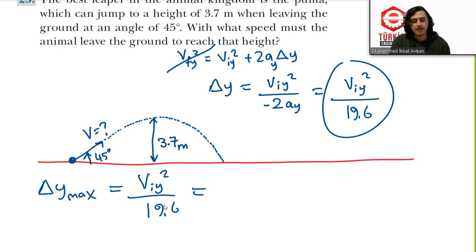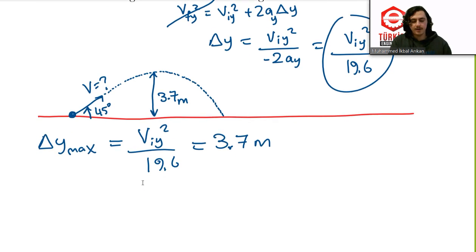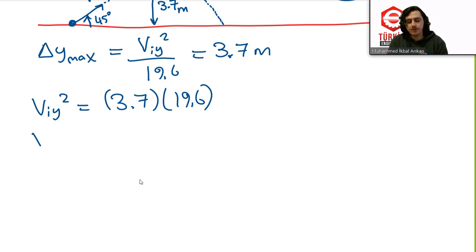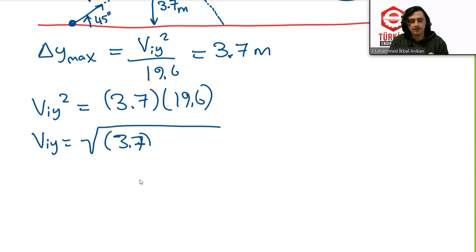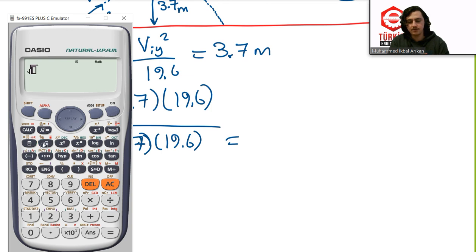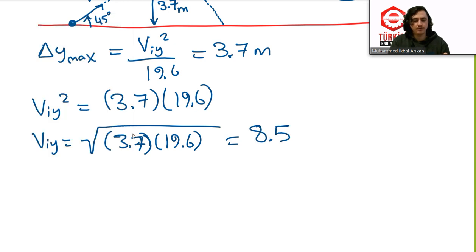But actually, this I don't know. I know delta y max, which is this one, but I don't know what is V initial in y. So here I will solve for V initial y. V initial in y squared will be equal to 3.7 multiplied by this one. When I take the square root of both sides, I will get the solution: square root of 3.7 multiplied by 19.6. So our initial velocity in y will be equal to this one.